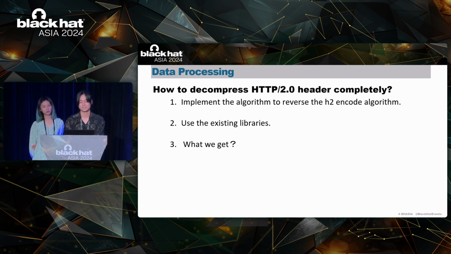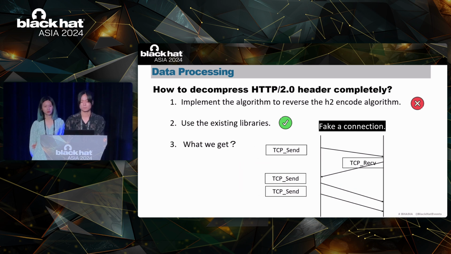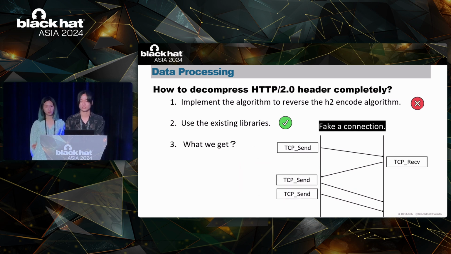Why do I say that? As an emotionally stable security researcher, I tried to implement it, and I think you can guess the rest of the story. So let's use the existing libraries. The H2 library is designed for forward communication. Actually, we got the data in reverse. Therefore, we need to divide one connection into two parts, one client and the other server, to simulate a real communication process.